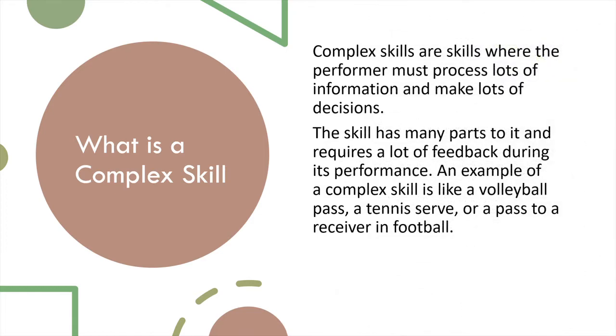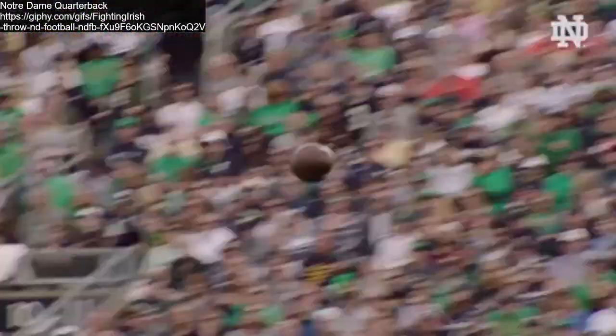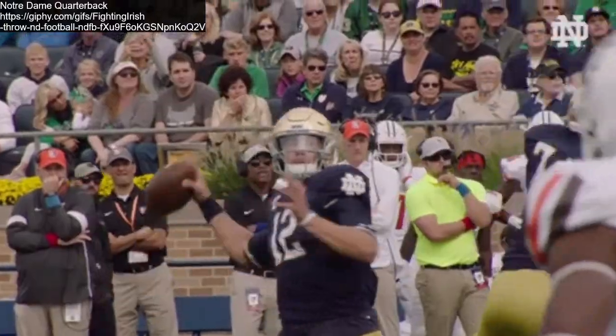Complex skills are skills where the performer has to process lots of information and make lots of decisions. The skill has many parts to it and requires a lot of feedback during its performance. An example of a complex skill is a football pass to a receiver.